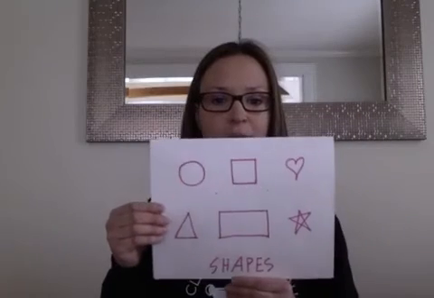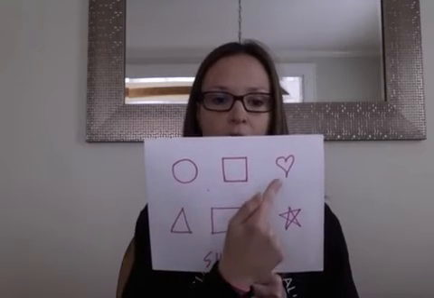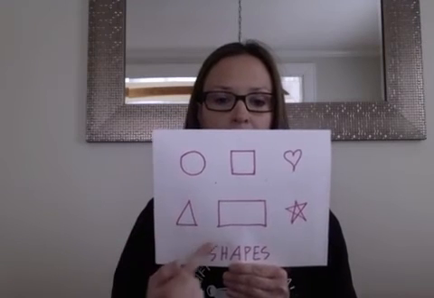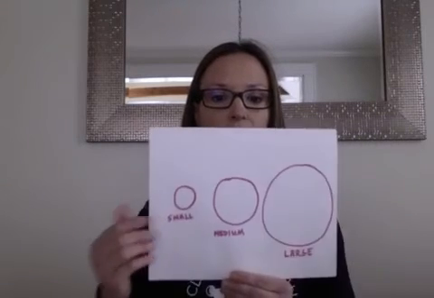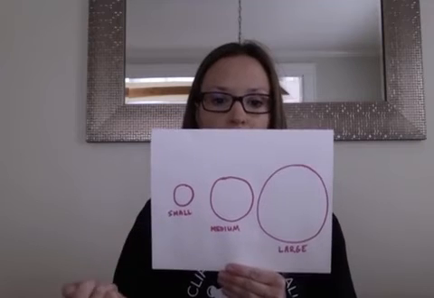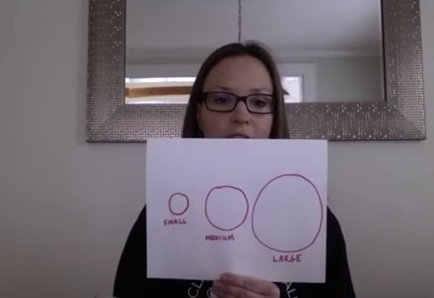Before we start, I just want to review some of the vocabulary and concepts that we have learned in the past. So here are some of our favorite shapes. Okay, circle, square, heart, triangle, rectangle, star. And we know that those shapes can come in all different sizes, right? So we talk about small shapes and medium shapes and large shapes.